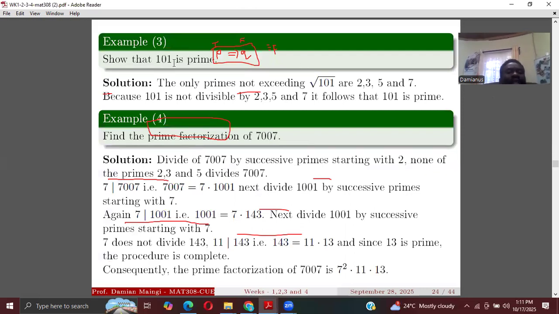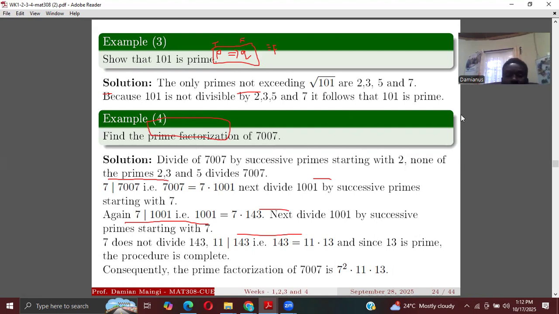So show that 101 is prime. How you check that is you look at it in terms of the square root. So what are the primes less than the square root of 101? 101 is very close to 100, so the square root would be about 10. So the primes that are less than 10 would be 2, 3, 5, and 7. So now you check. Because 101 is not divisible by 2, 3, 5, or 7, it follows that 101 is a prime number.